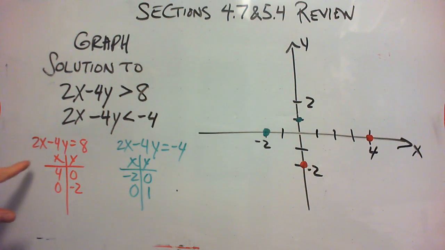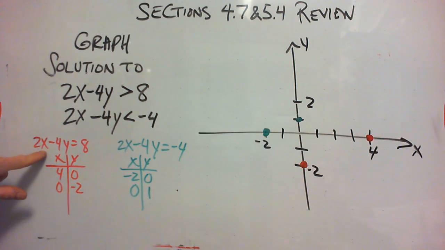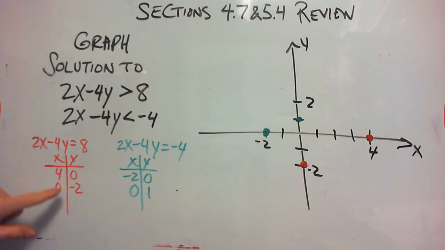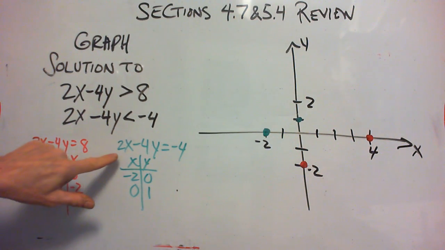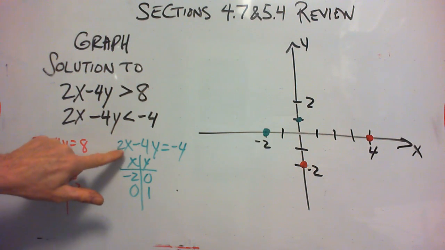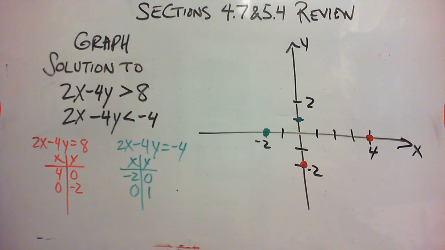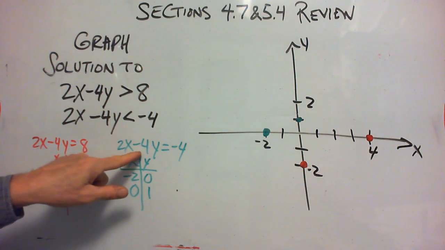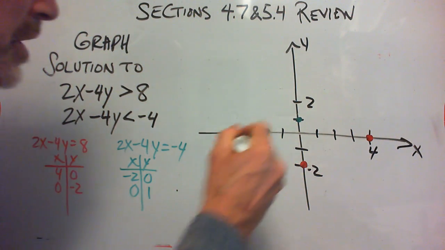So here, once again, plotting the boundary lines, we find the easiest points to find are the intercepts. For 2x minus 4y equal 8, we get the intercepts 4, 0, and 0, negative 2. For our second inequality, the boundary line has intercepts negative 2, 0, and 0, positive 1. Because positive 1 times negative 4 gives you the negative 4. Okay, so we have our boundary lines and we plot them.